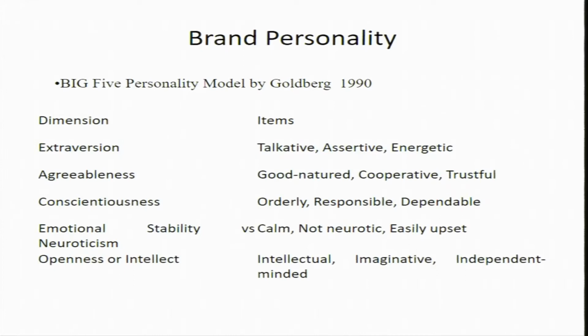Let us move further. Now, a lot of research has happened in the field of brand personality, and the most fundamental research was where the actual model of personality was taken and transposed into the context of brand management. The original model of personality is called the Big 5 personality model, and it was given in 1990 by Goldberg, Costa and McCrae. These scientists created this Big 5 personality model for personality.